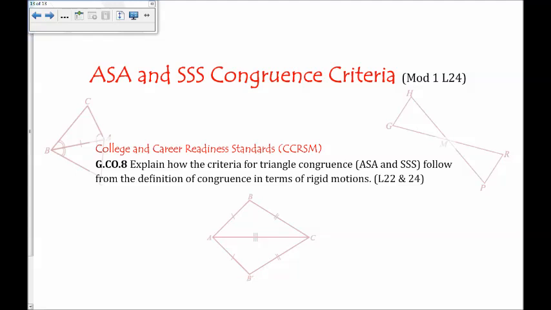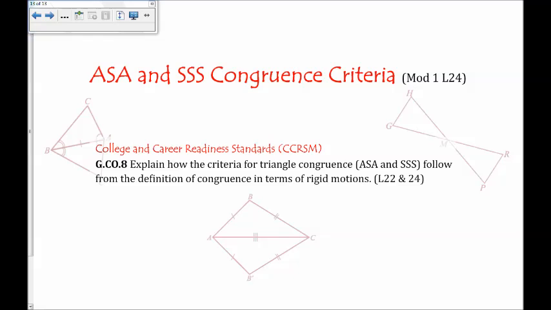In our next lesson, we're talking about congruence criteria for triangles. In our last lesson, we talked about the angle-side-angle triangle congruence criteria, meaning another way to show or prove that two triangles are congruent without giving a sequence of rigid motions that show that congruence, that we can say they're congruent based on sides and angles.